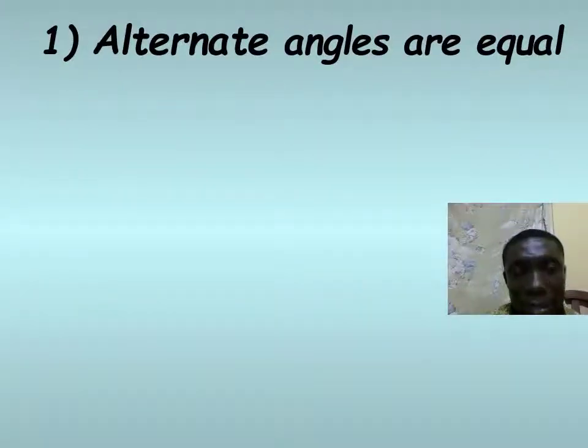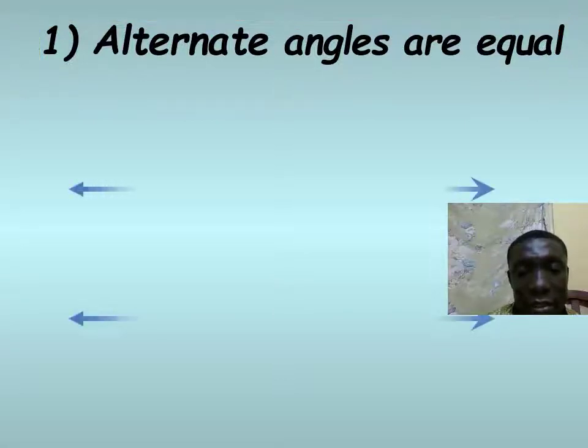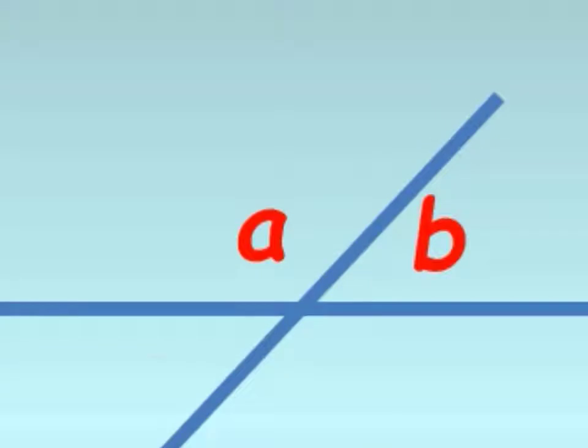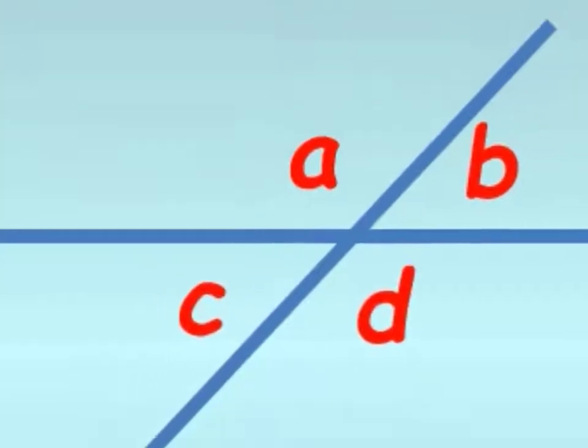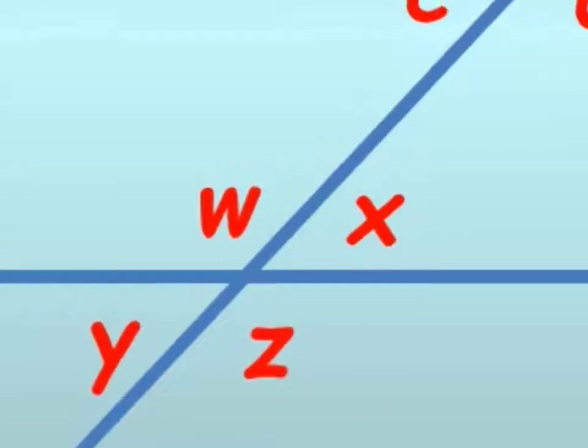Now, the first property that we have to talk about is alternate angles. Alternate angles are equal when a set of parallel lines is cut by a transversal. Take note, alternate angles are equal. Let's see the illustration in the diagram. This is our set of parallel lines and our transversal. Angle A, B, C, D, then W, X, Y, Z.